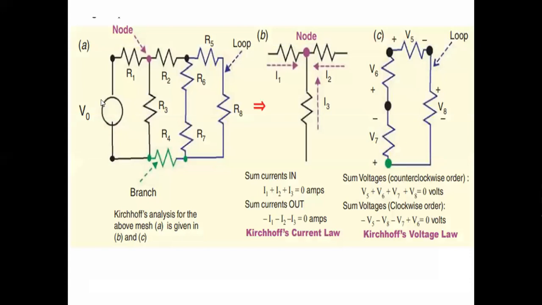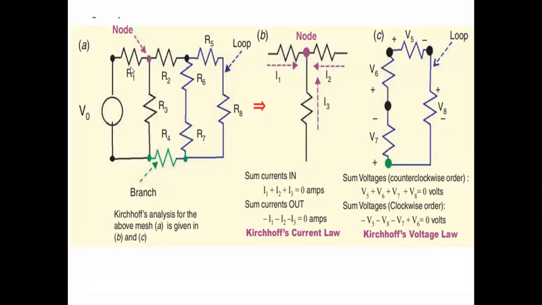See here. From figure A, Kirchoff's analysis for the above mesh A is given in B and C. So this is a mesh, we can say it is a network. This is the voltage source V0, and we have resistors R1, R2, R3, R4, R6, R7.